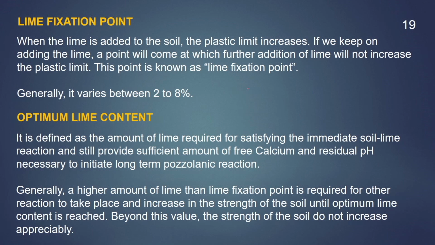Initially, when we keep on increasing the lime in the soil, the liquid limit of the soil will keep on decreasing and the plastic limit of the soil will keep on increasing. So, the plasticity index of the soil will keep on decreasing. With the increase in the lime content, the plastic limit will keep on increasing, but beyond a certain amount of lime content, the plastic limit of the soil will not increase further. That amount of lime content is known as the lime fixation point.